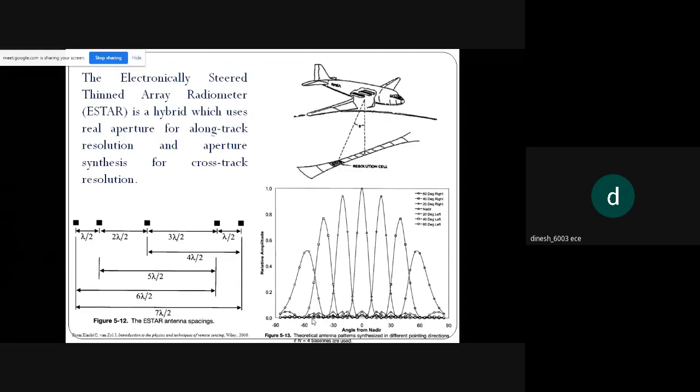The electronically steered thinned array radiometer, ESTAR, is another type of radiometer, which is a hybrid that uses real aperture for along-track resolution and aperture synthesis for cross-track resolution. It uses both along-track resolution and cross-track.